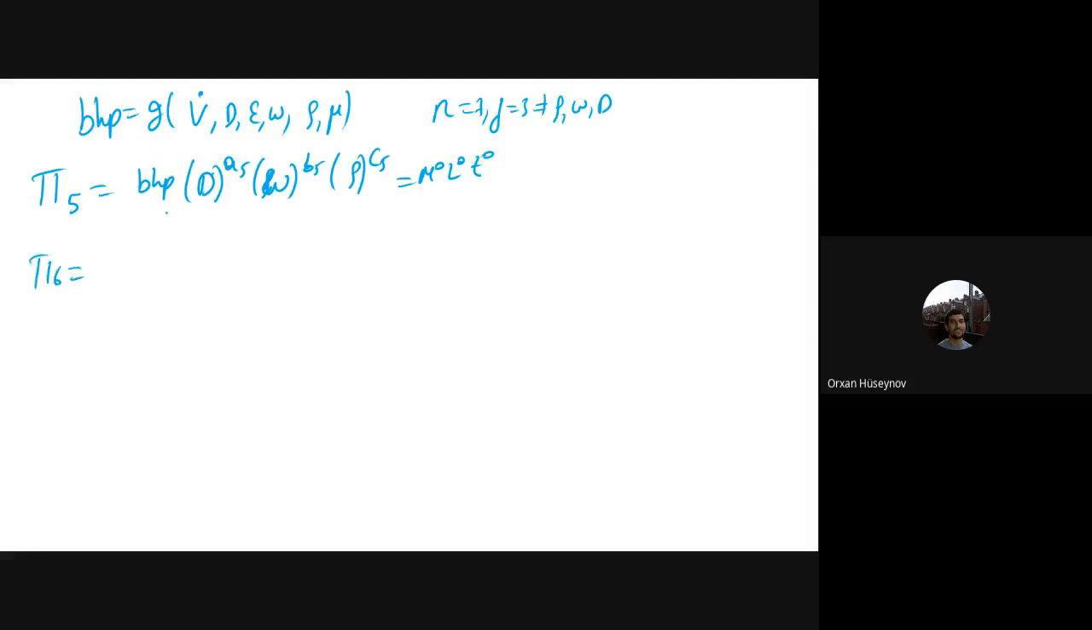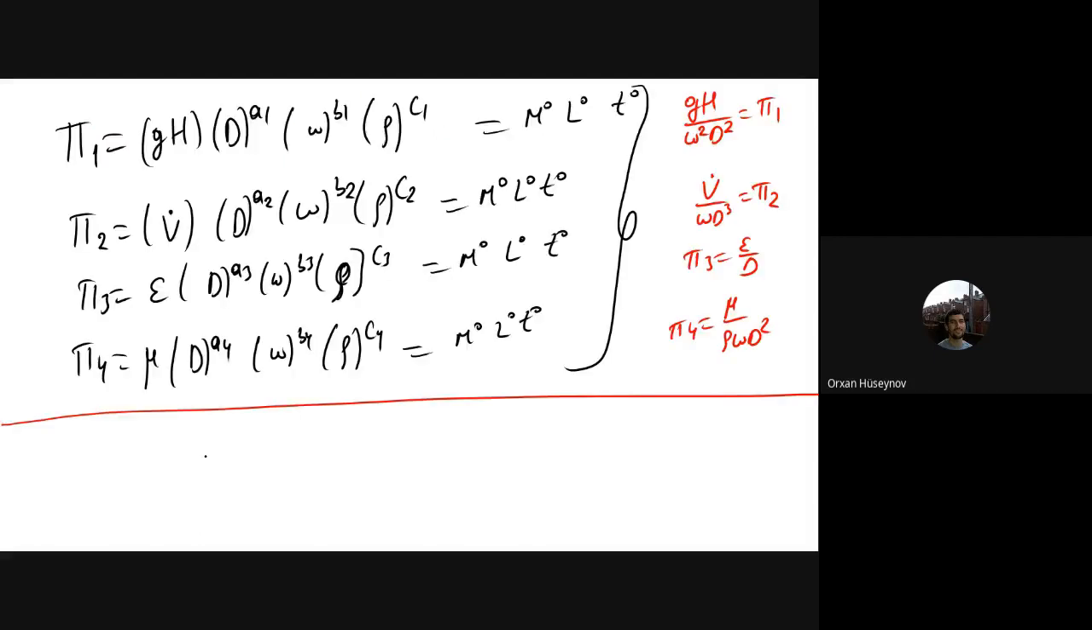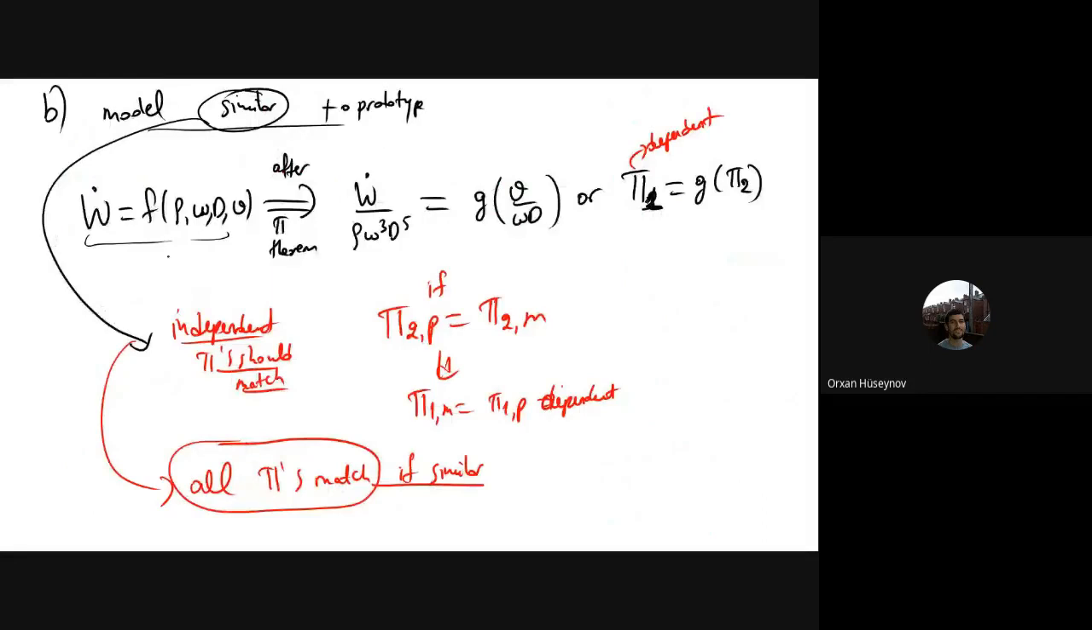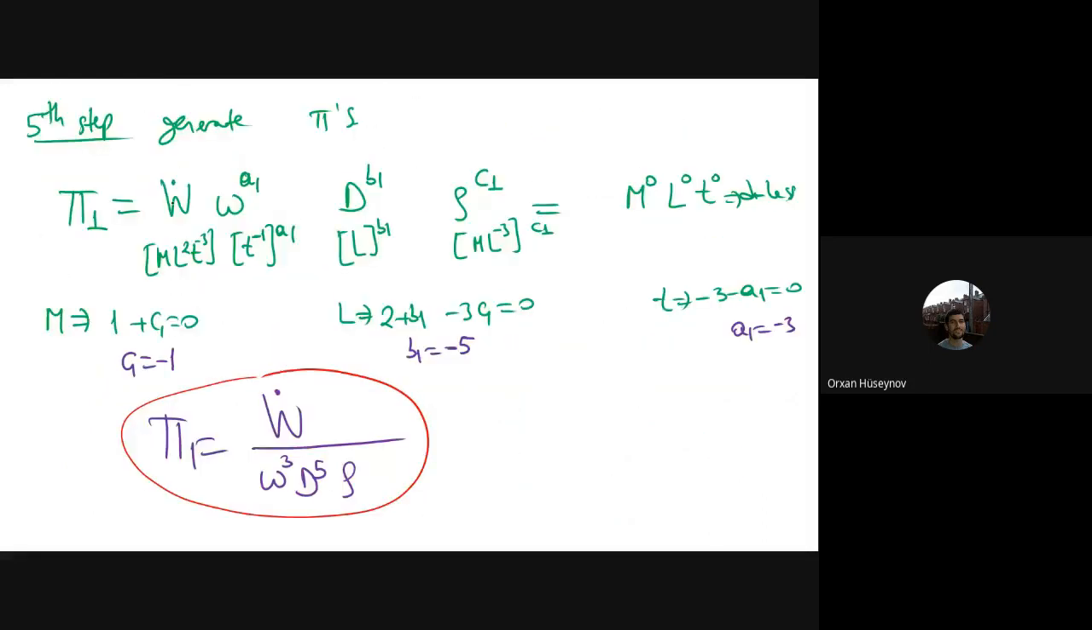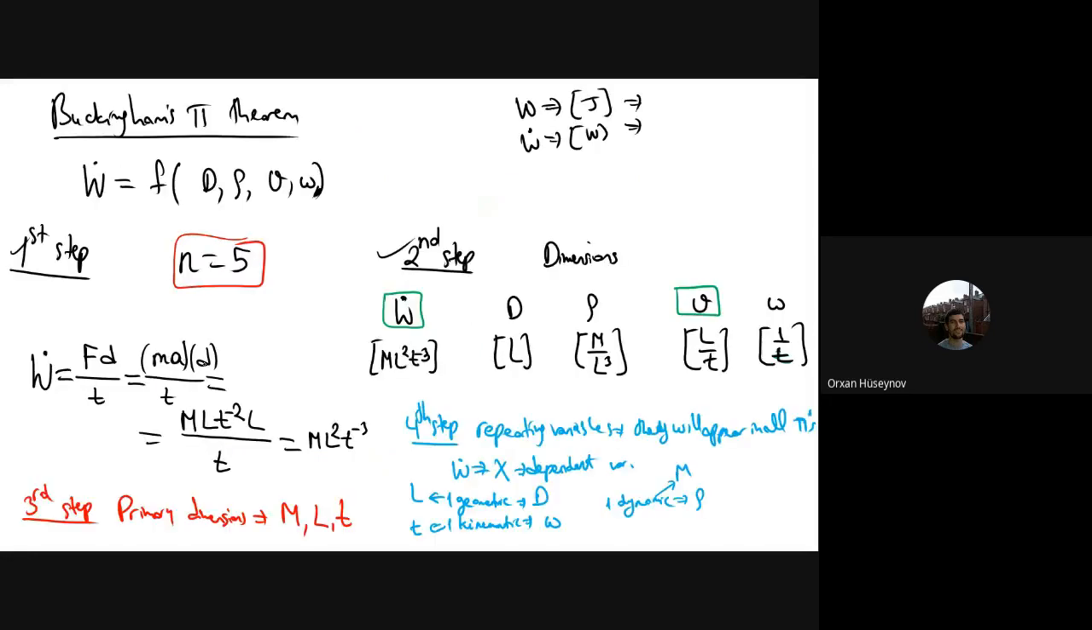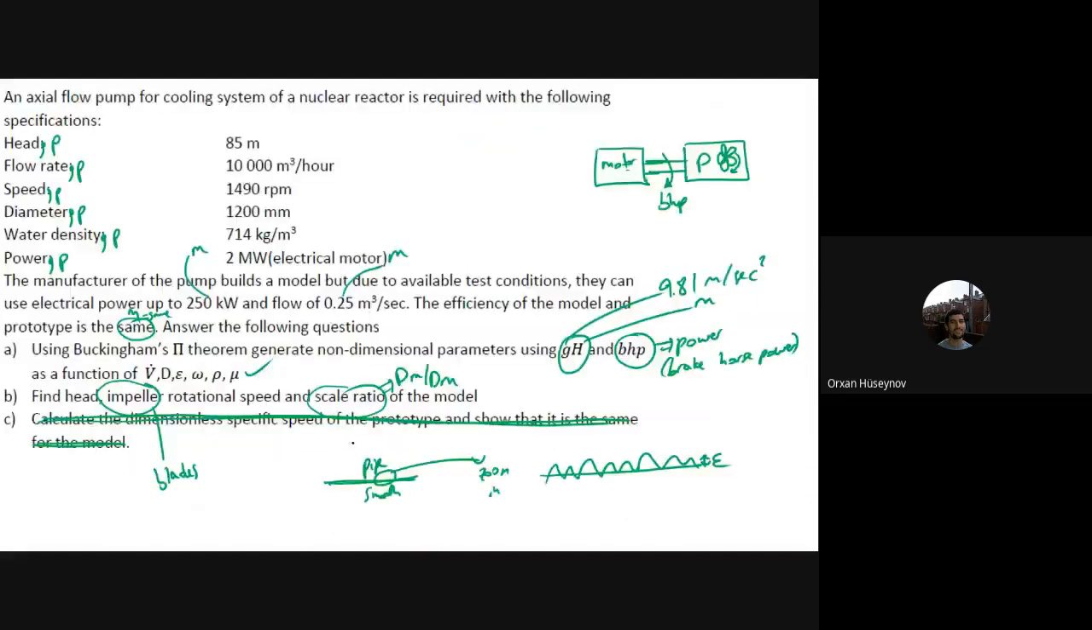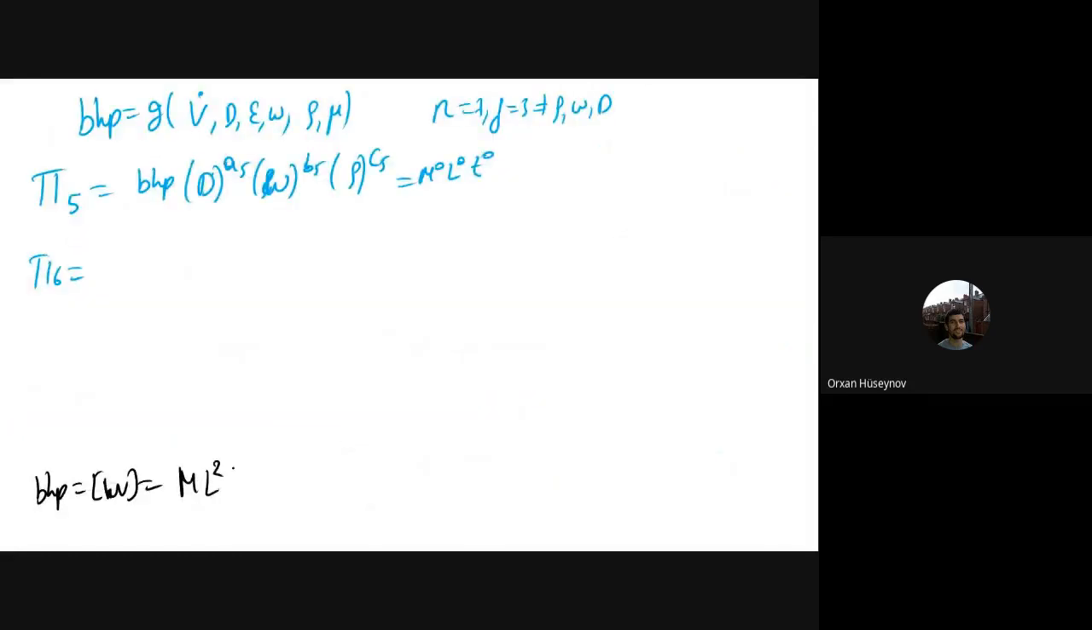Similarly, for pi 6, I have not said it, but the unit of BHP is watt. BHP has a unit of watt, and for the previous question, we found the work dot, which also has a unit of watt. So we have solved it for the watt unit here, and if you remember, mass into acceleration into distance divided by time, we got that it should be mass, length to the power of 2, and time to the power of -3. Mass, length to the power of 2, and time to the power of -3. The same, because BHP has the same unit as watt.